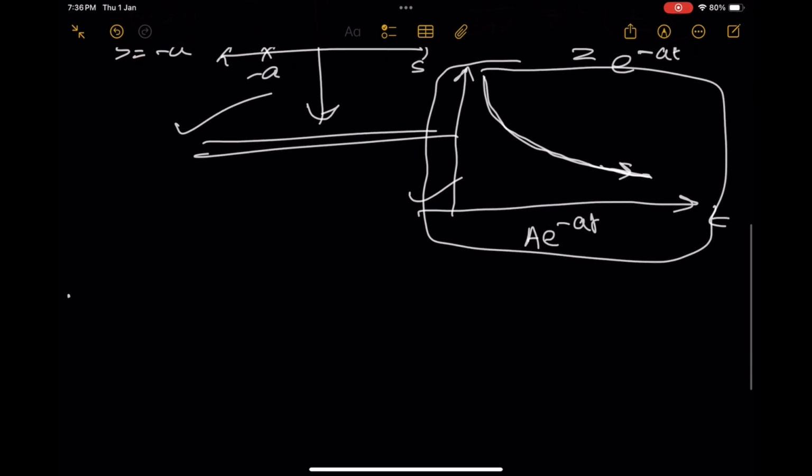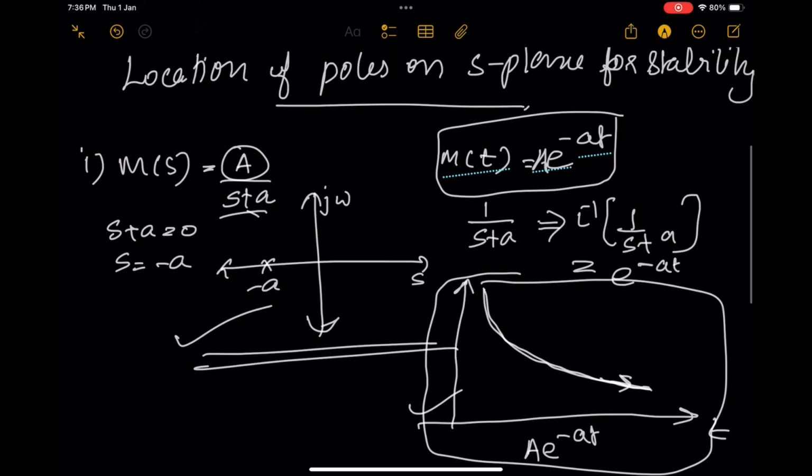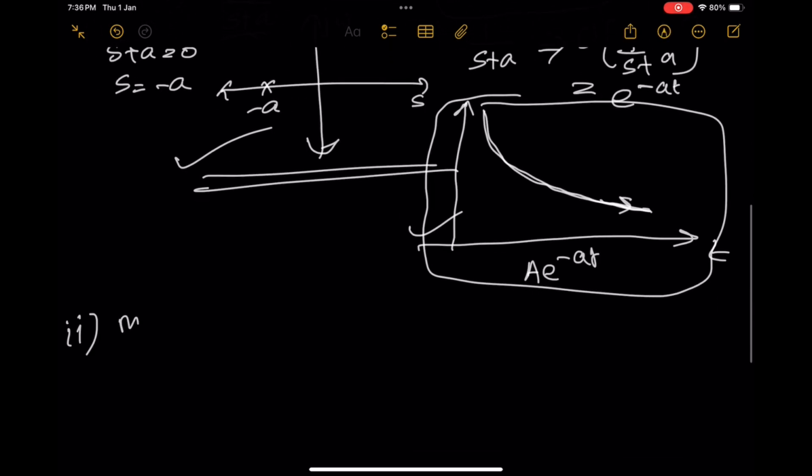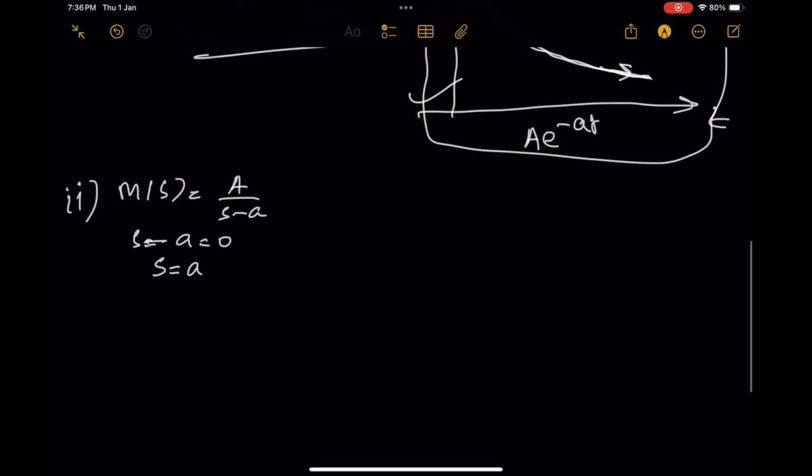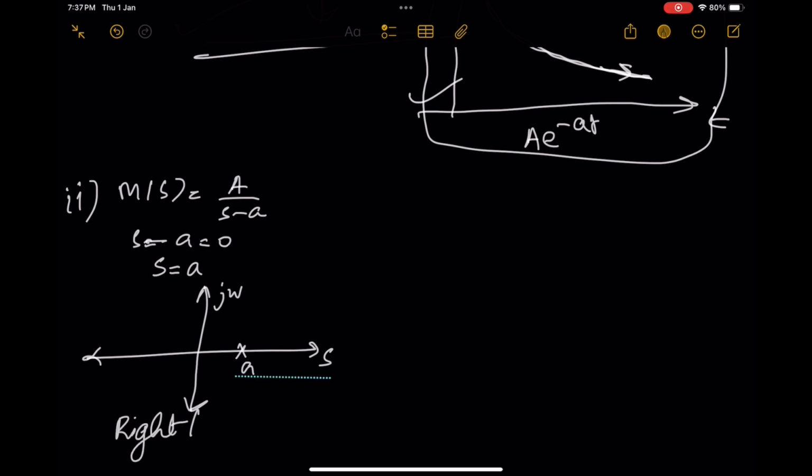I'm just writing this way for better understanding of the subject. Now we'll move on to our next equation. We have done s plus a, so we'll do s minus a. That will be a by s minus a. The pole will be s minus a equal to 0, s equal to a. So how will s equal to a look in the S plane? It will be on the right half of the S plane, right? So we could say it is unstable.